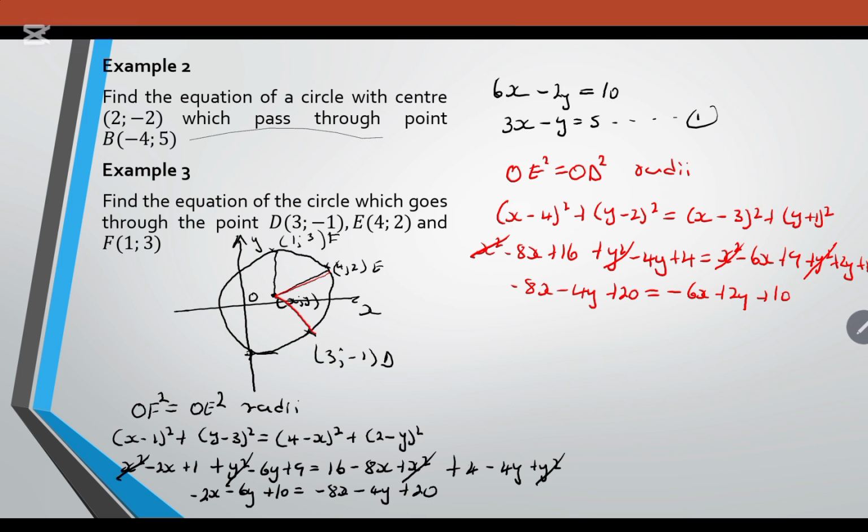We bring like terms to one side of the equal sign. So we will have 2x plus 6y equals 10. We divide everything by 2, so x plus 3y equals 5. And we call this equation number 2. And we work these equations simultaneously.